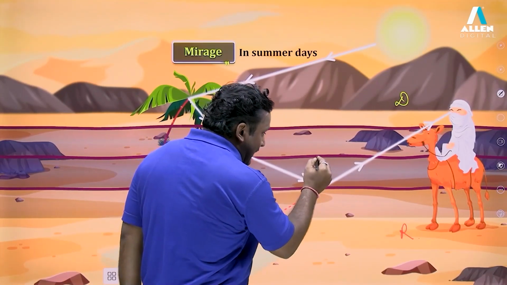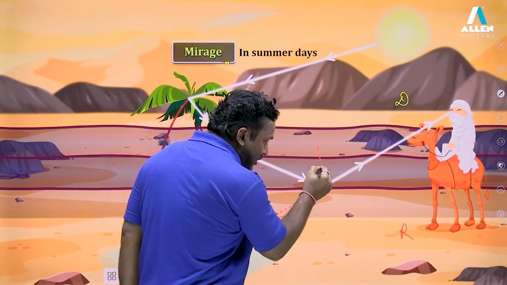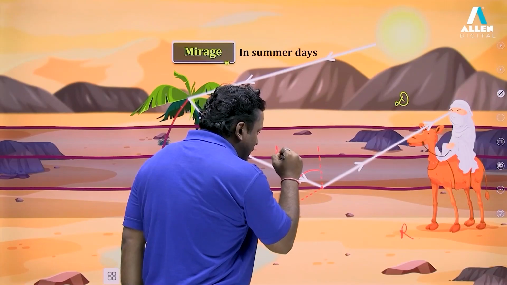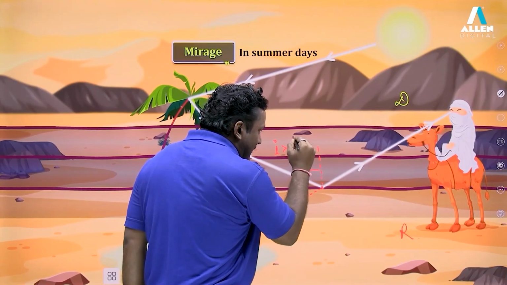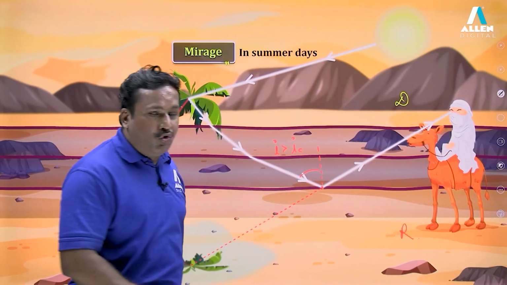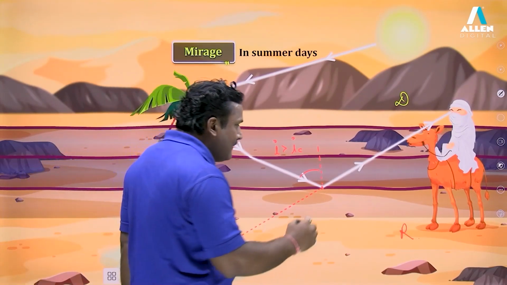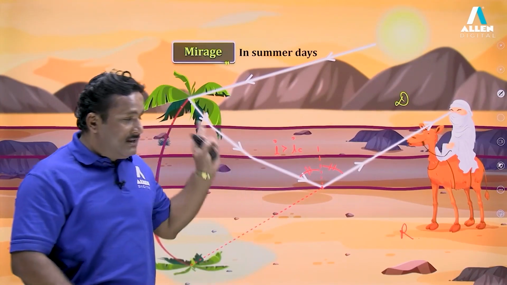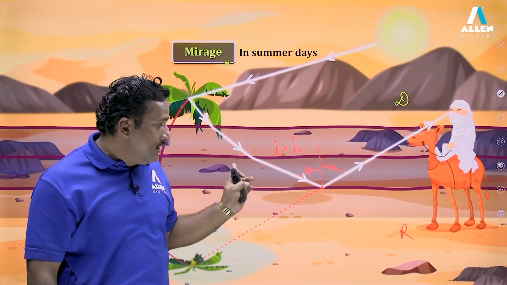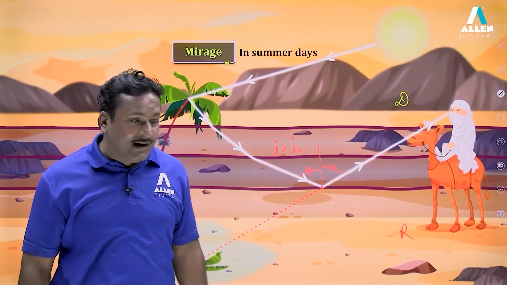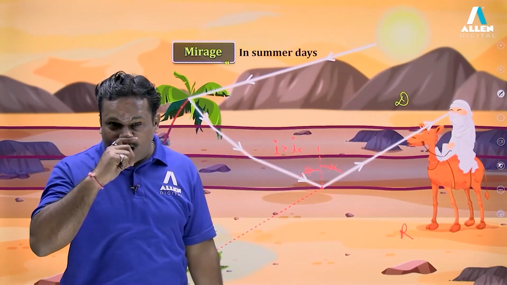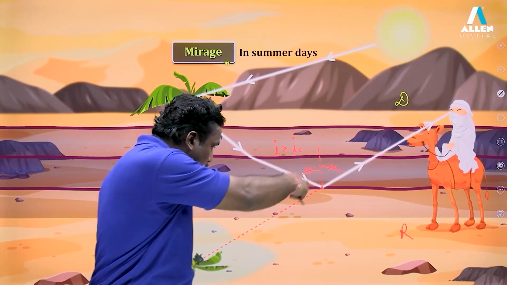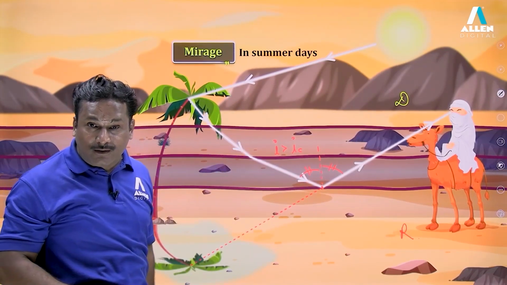Here at this particular point, the angle of incidence was greater than the critical angle, such that what has taken place? Total internal reflection. So instead of going in the downward direction, the same ray coming from that particular object, after undergoing total internal reflection, reached the eye of the observer, and to that observer it appeared as if those rays are coming from some lower location.